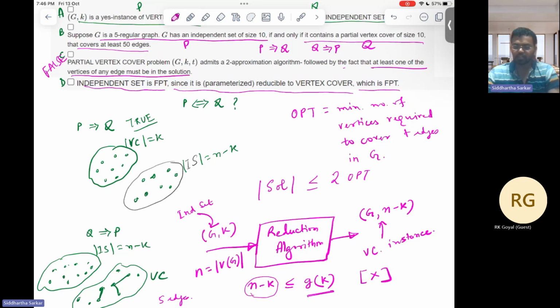And therefore, this reduction, although it is a valid reduction in terms of the standard notion of reductions, that you convert an instance of a problem into another instance of a problem, is not a valid parameterized reduction, because the new parameter itself is not bounded by any computable function of the old parameter.